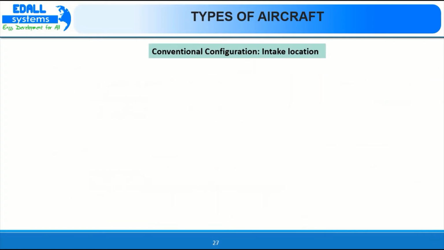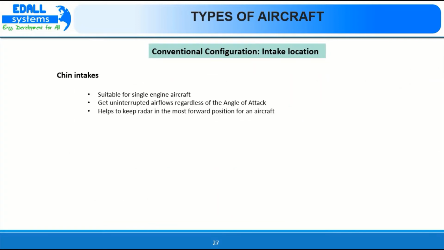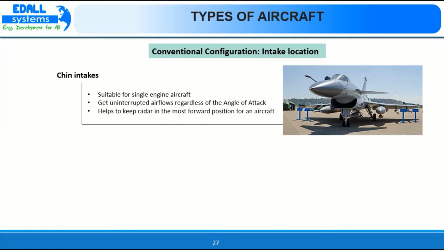Then we have two more categories under this, that is chin intakes. Chin intakes are suitable for single engine aircraft. They get uninterrupted airflow regardless of the angle of attack, and help keep the radar in the most forward position for an aircraft. Placing an intake at the bottom of the fuselage for a single engine aircraft is very advantageous, because the radar is placed at the front top of the fuselage and the intake at the bottom, thus the name chin intake.